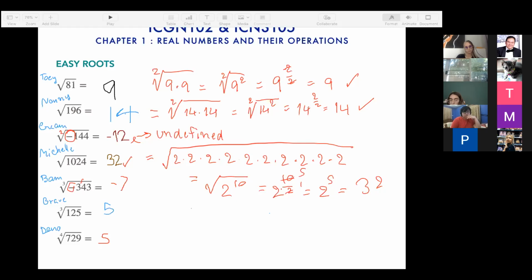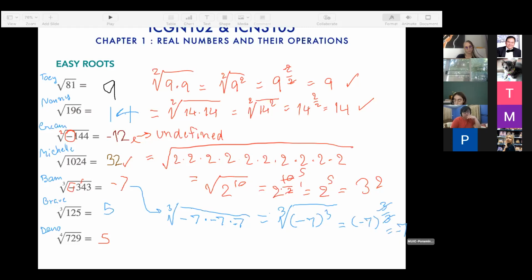This one is a bit tricky because it's the cube root. When you multiply a negative number 3 times, you get a negative value. So in this one, you get the cube root of negative 7 times negative 7 times negative 7, or the cube root of negative 7 cubed, or negative 7 to the power of 3 over 3, then you get negative 7 as the answer.